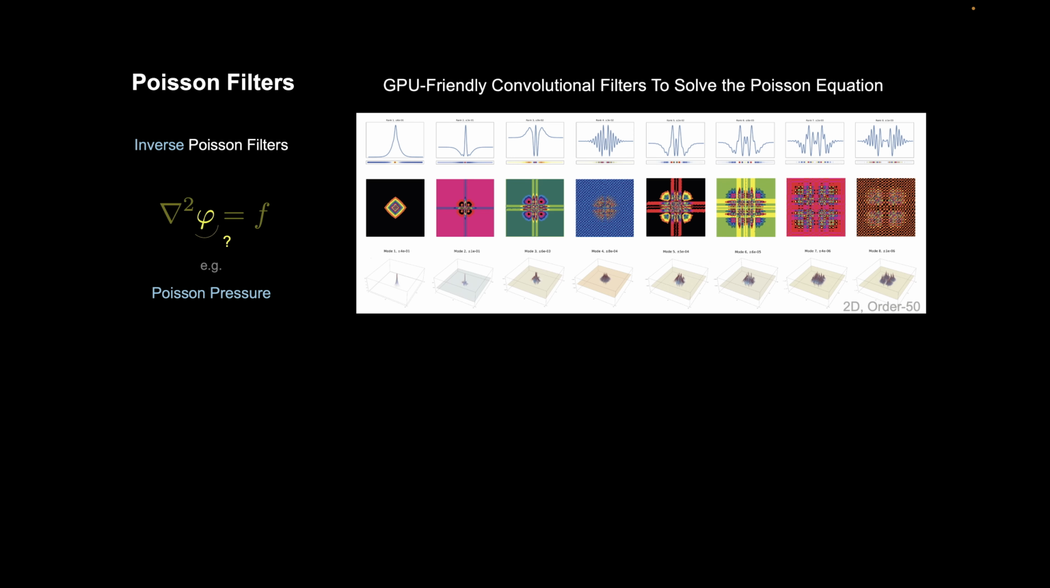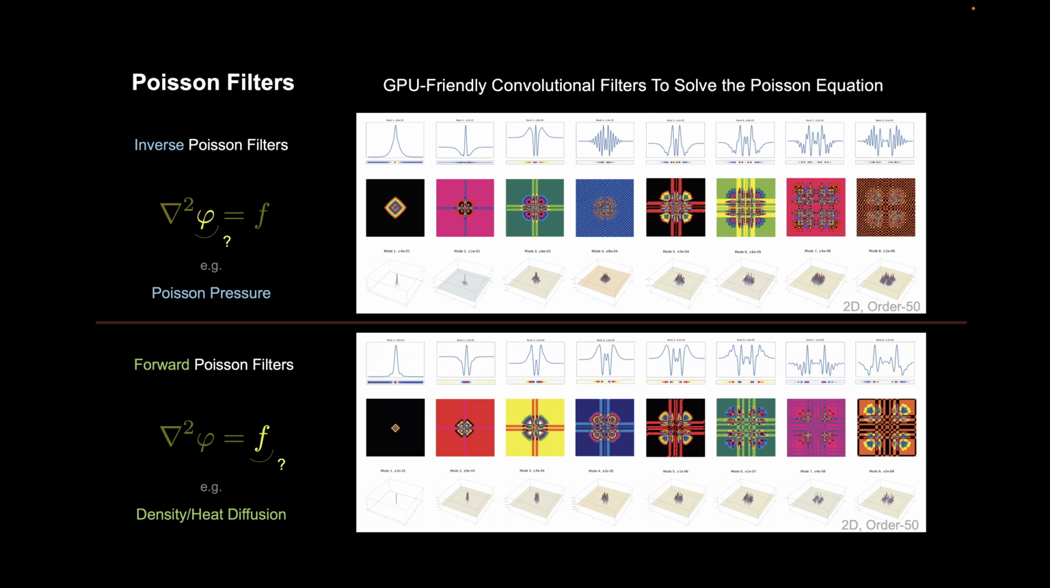To solve for the Poisson pressure, that is also known as the inverse Poisson equation, we can pre-compute Poisson filters and convolve them with the fluid domain to get the pressure, where each filter takes care of a different spatial frequency in parallel when convolved over the field. This means the final pressure is a modal solution to the Poisson equation.